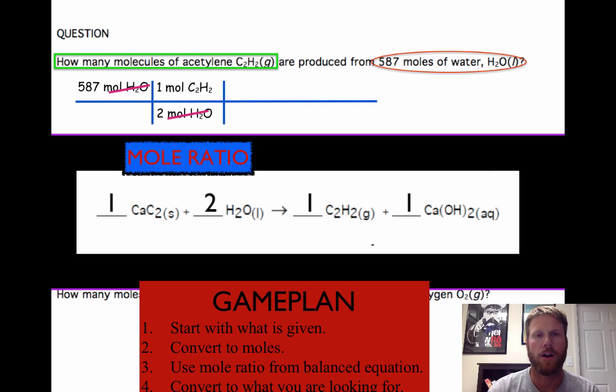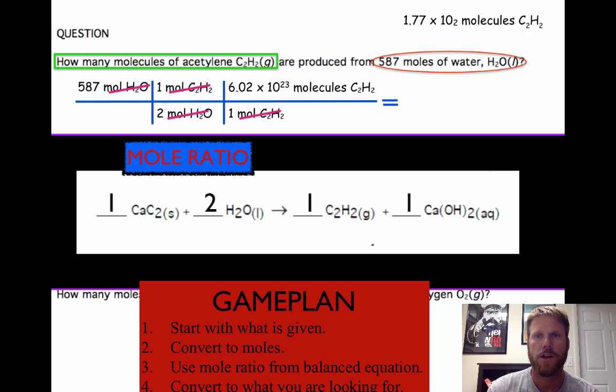The fourth step in our game plan is to convert to what we are looking for. We are looking for molecules of acetylene. So how do we get from moles to molecules? We use Avogadro's number. We know 1 mole of C2H2 will give us 6.02 times 10 to the 23rd molecules of C2H2. This allows us to cancel the moles, and we are left with molecules. When we multiply this and divide this through, and we round it to 3 sig figs, we will get 1.77 times 10 to the second molecules of C2H2.